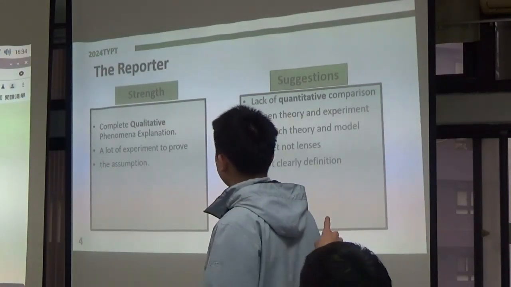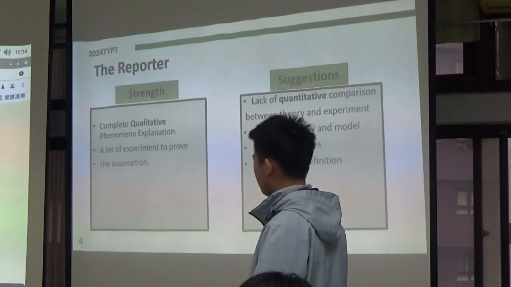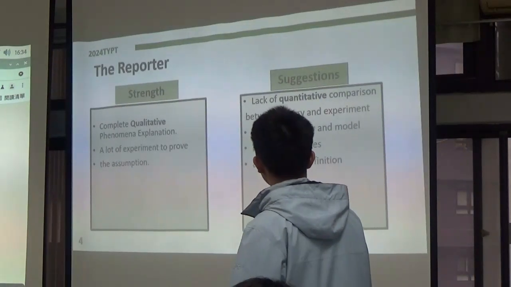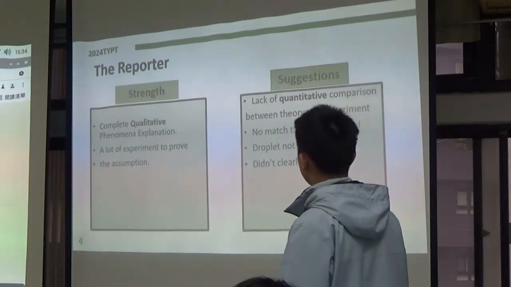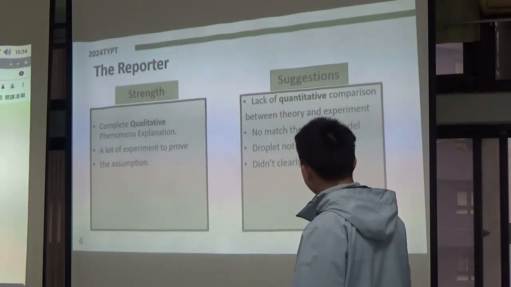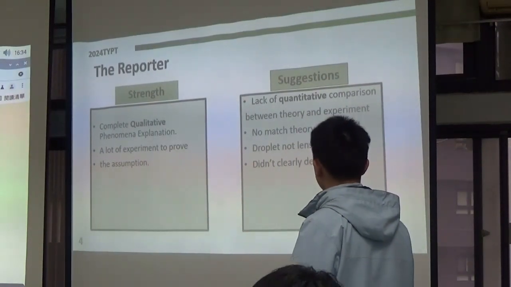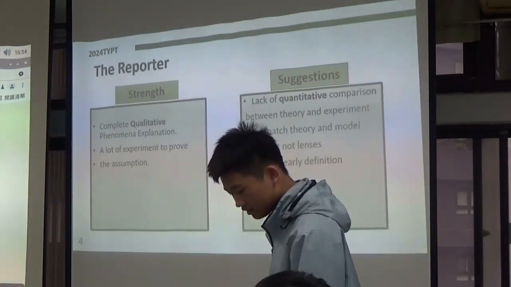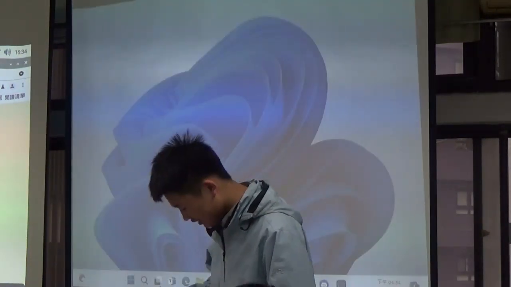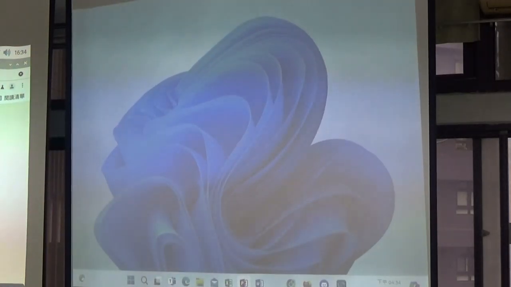Here's their strength. The complete phenomenon explanation allows the experiment to prove their assumption. Then the suggestion for them is the lack of quantitative analysis, no math theory and model for the droplet lens, and no clear definition. And let's begin our discussion. Can I use that core?